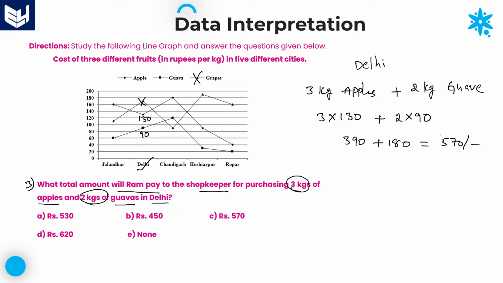570 rupees. That is the total amount that Ram has to pay after purchasing 3 kgs of apples and 2 kgs of guava. Here the answer for this question is 570. 570 is the right answer for this question. Among the options, option C is the right answer. Option C.